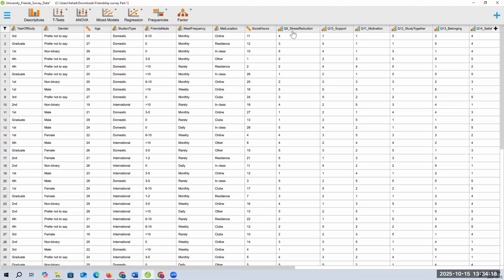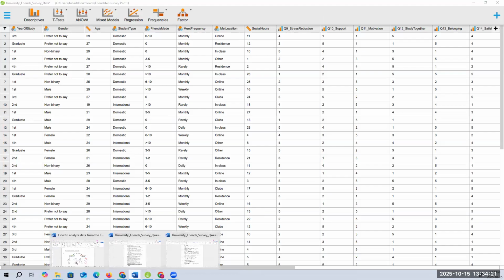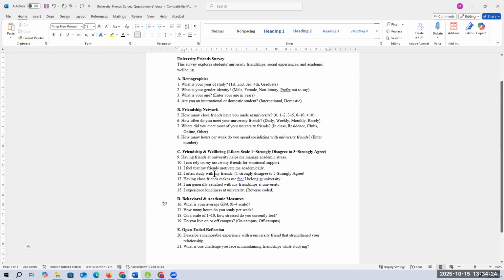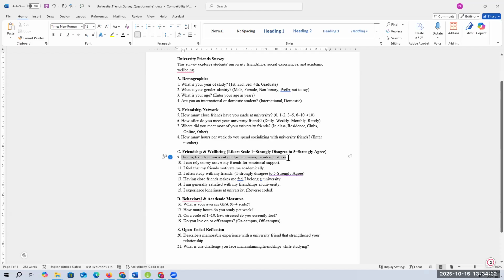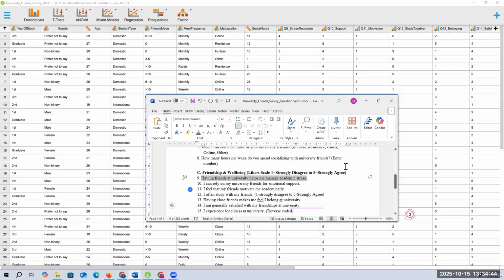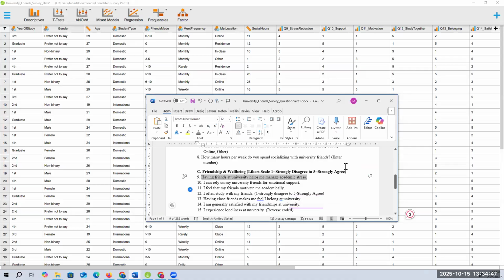So, stress reduction one was here, and that's, I believe, question number 9. The question: having friends helps me manage academic stress. So that's stress reduction. And they were rating it from 1 to 5, strongly disagree to strongly agree. So this person right here said 4, which means they don't fully strongly agree, but they are close to it: having friends helps them manage stress.